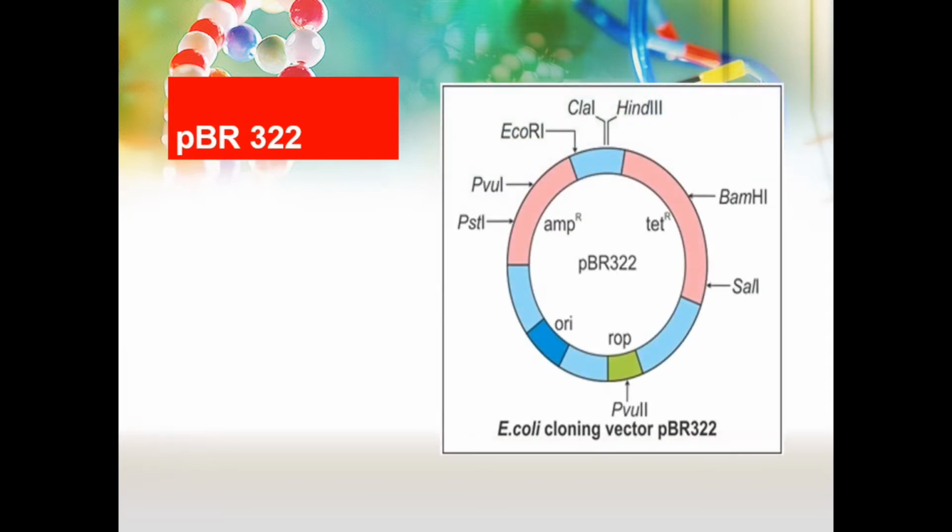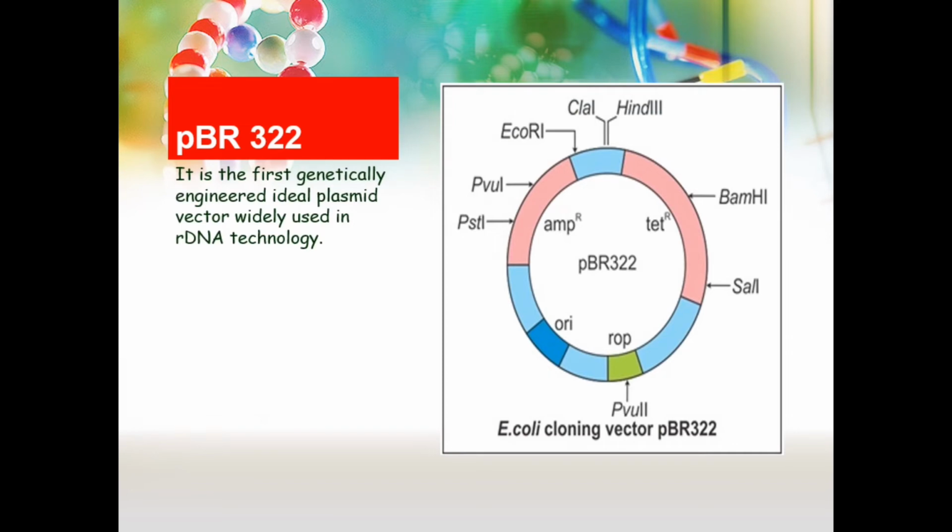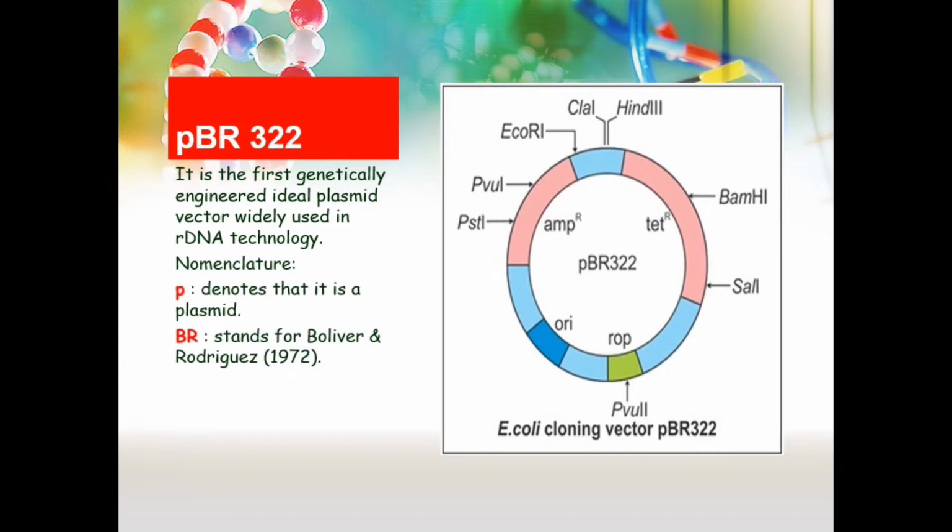In E. coli, the plasmid which is used as cloning vector is pBR322. pBR322 is the first genetically engineered plasmid vector which is widely used in recombinant DNA technology. In normal E. coli, this plasmid is not present. It is artificially constructed by two scientists named Bolivar and Rodriguez in the year 1972. So accordingly, the nomenclature is done.